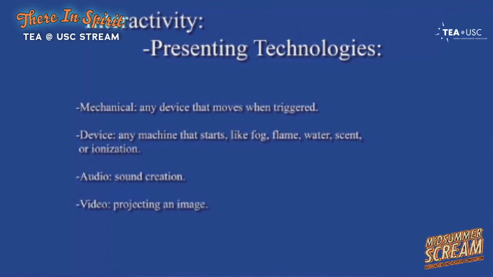Presenting. There are, of course, an unlimited number of methods you can use to create your ghost, your illusion, but it helps if you can categorize it down into one of a few simple categories. You can have mechanical. That is any machine that moves. You can have a device that creates things like fog, water, flame, scent, or even ionization. Audio, anything where you're creating a sound for your ghost. And of course, video, when you can have an image that is either projected onto something or is reflected.